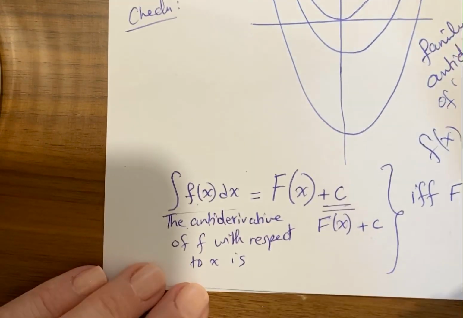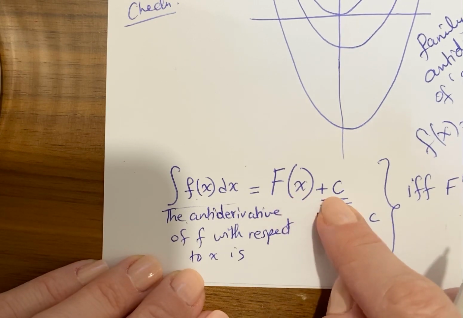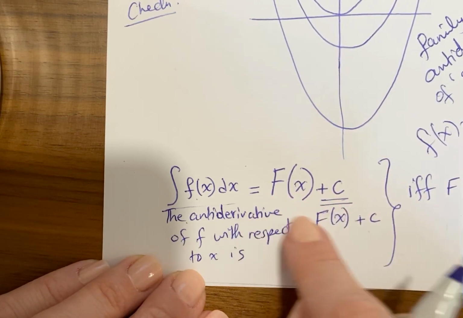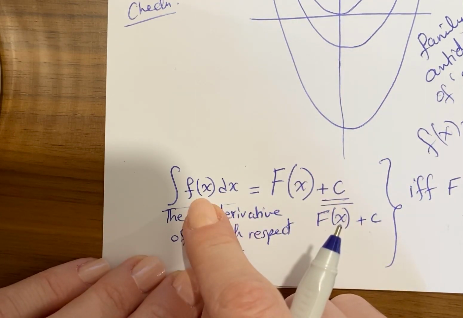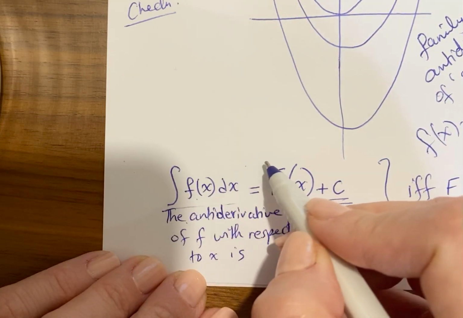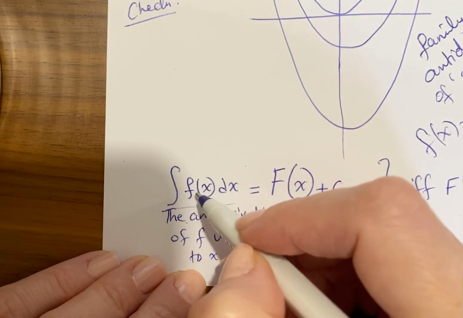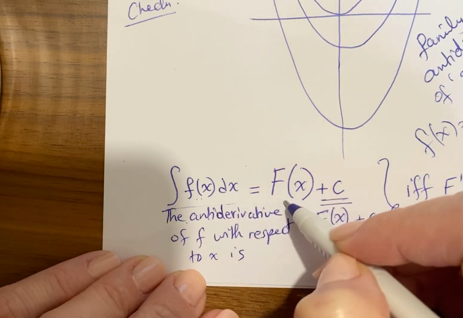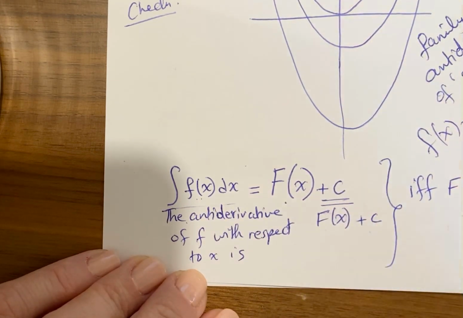So the antiderivative of f of x dx is capital F of x plus c, which means that the derivative of capital F of x plus c is equal to small f that we have over here. So instead of saying the antiderivative of f prime of x dx is f of x, we call the function that we are getting the antiderivative for small f of x, and we call the antiderivative capital F of x. And this c, we call it the constant of integration.